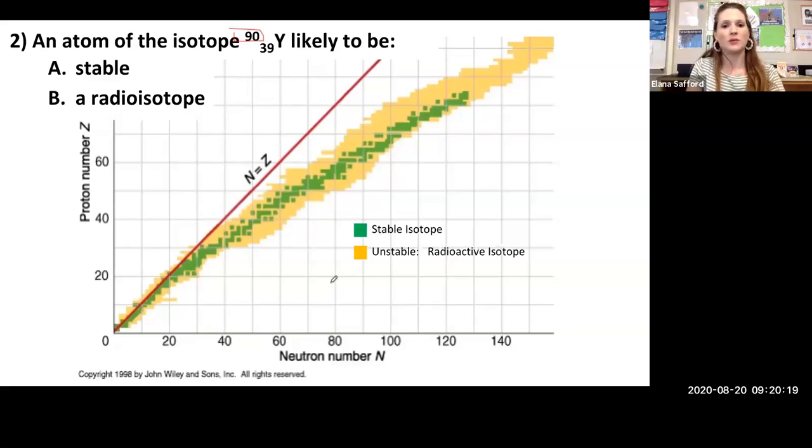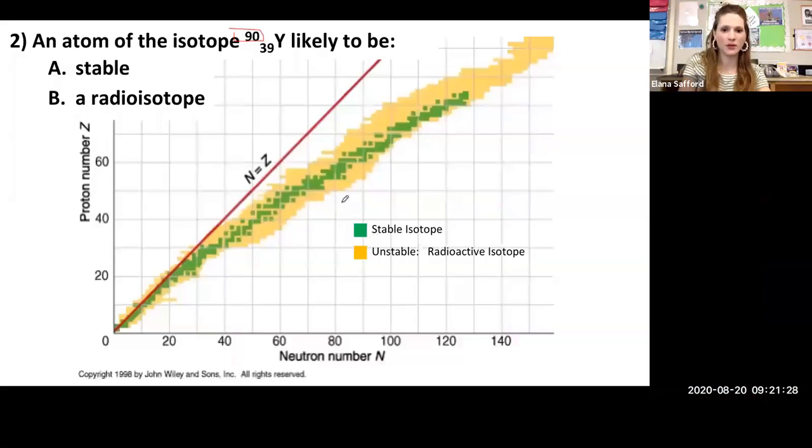Sorry, I had to plug in my battery here. Okay, so back to what we were saying. You're going to look at that 90 minus 39. That is 51. That is the number of my neutrons. I don't want to say that it has 90 neutrons because that's not true. So here's 50, right?